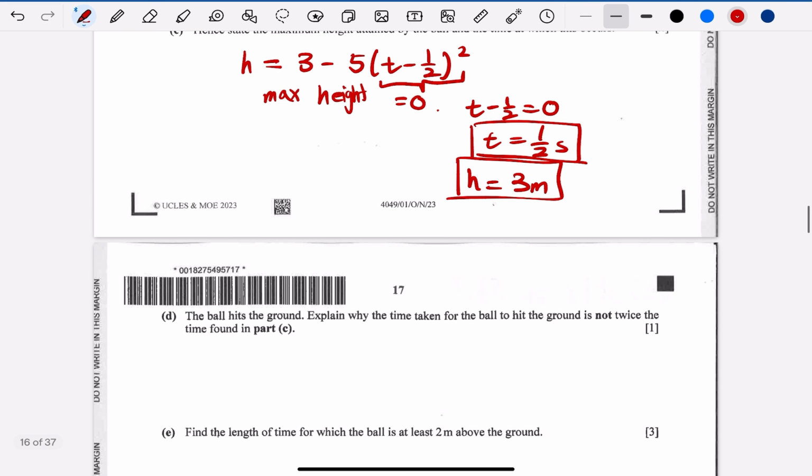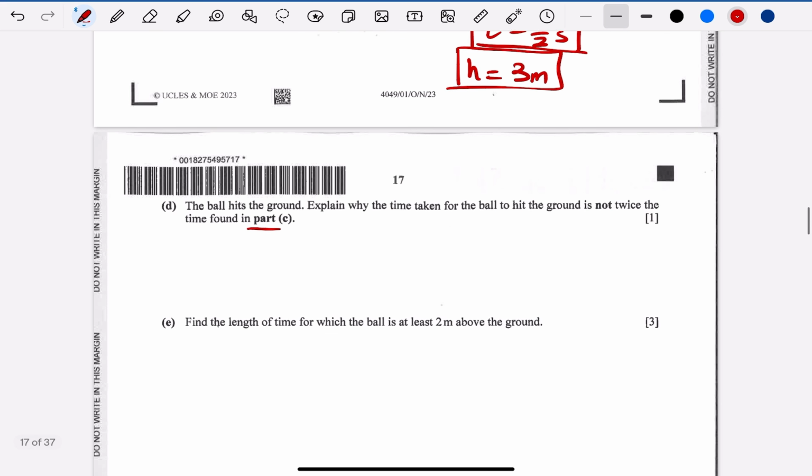Okay, and then we move on to part D. They tell you that the ball hits the ground. Explain why the time for the ball to hit the ground is not twice the time found in part C. Because we know that actually the boy threw the ball when he was 1.75 meters above the ground level. So when he throws the ball vertically upwards, it will take a longer time for it to reach the ground.